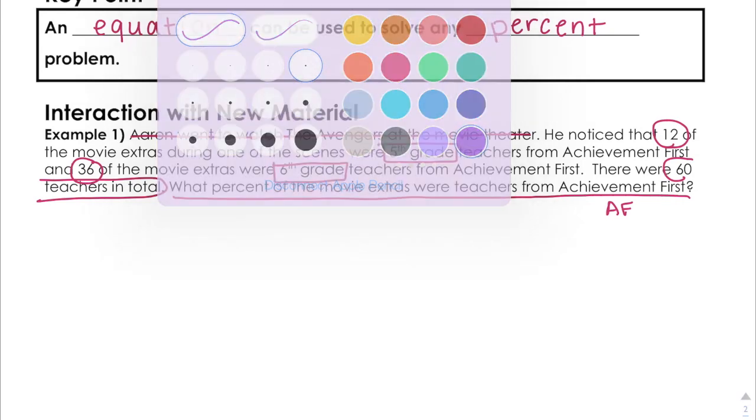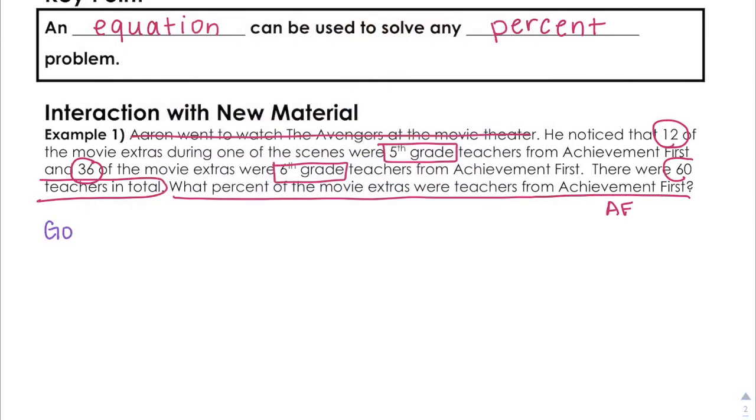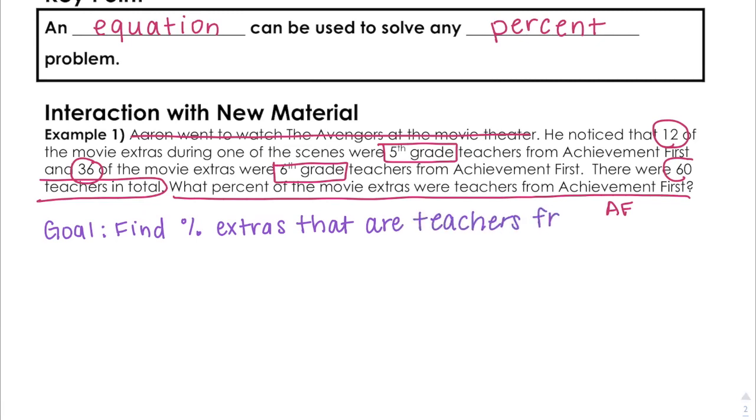All right, so let's start with our goal. Our goal is always what we underline when we use CUBES, so let's go back and see what we underlined. It said, what percent of movie extras were teachers from Achievement First? So our goal is to find the percent of extras that are teachers from AF.